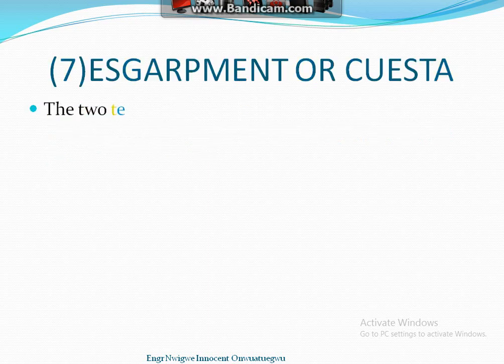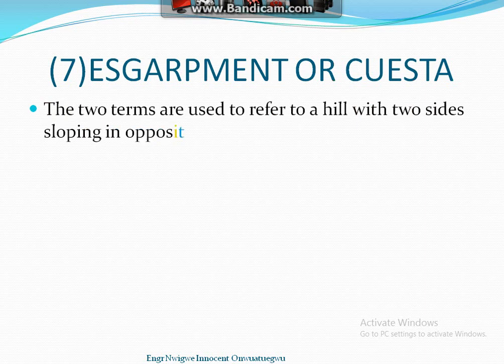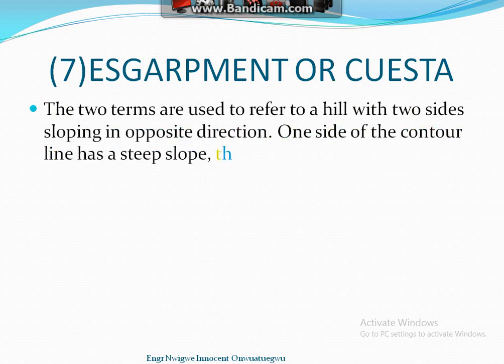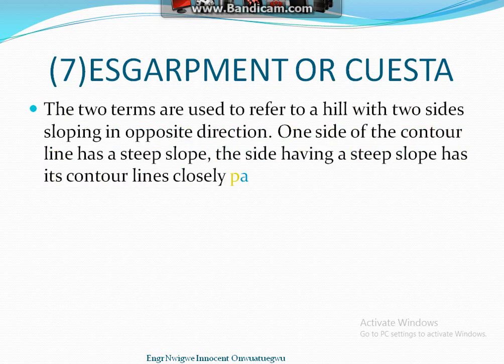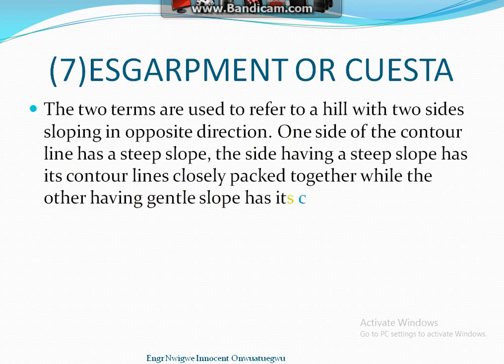7. Escarpment or cuesta. The two terms are used to refer to a hill with two sides sloping in opposite directions. One side has a steep slope. The side having a steep slope has its contour lines closely packed together, while the other, having a gentle slope, has its contour lines widely spaced.